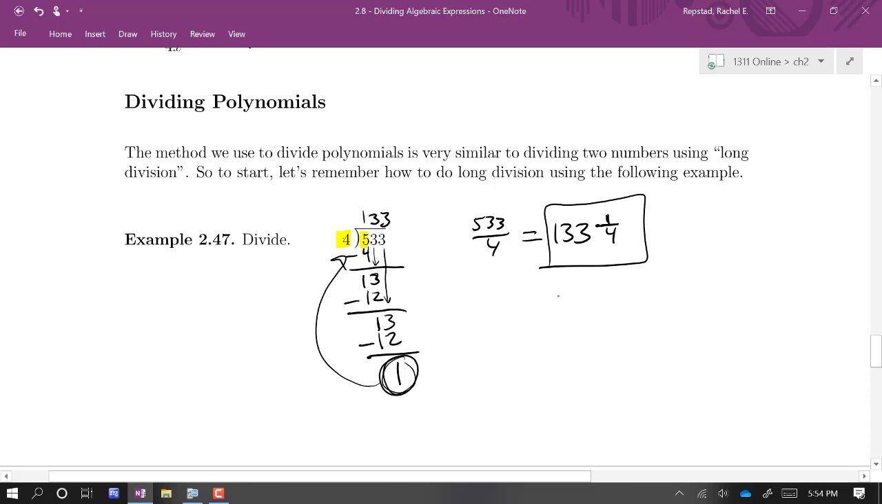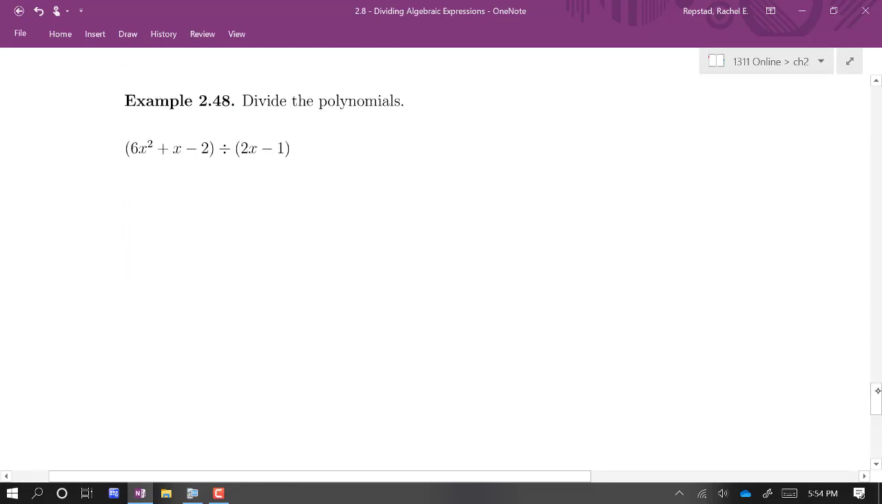And this is really similar to the process we're going to use when we divide polynomials. So let's say I'm going to divide these two polynomials, 6x squared plus x minus 2, and I'm going to divide that by 2x minus 1. So 6x squared plus x minus 2. I'm dividing that by 2x minus 1.